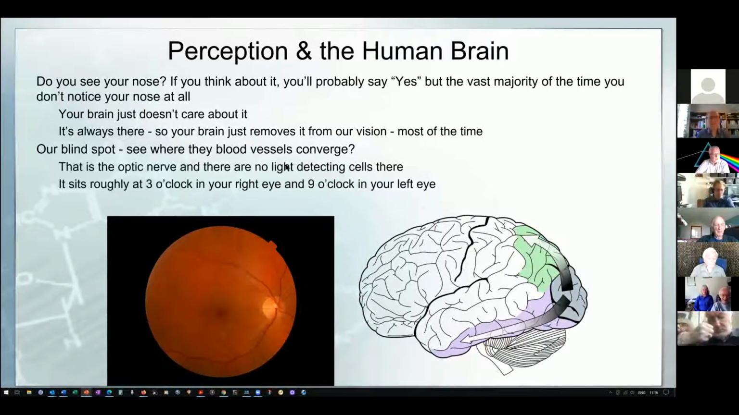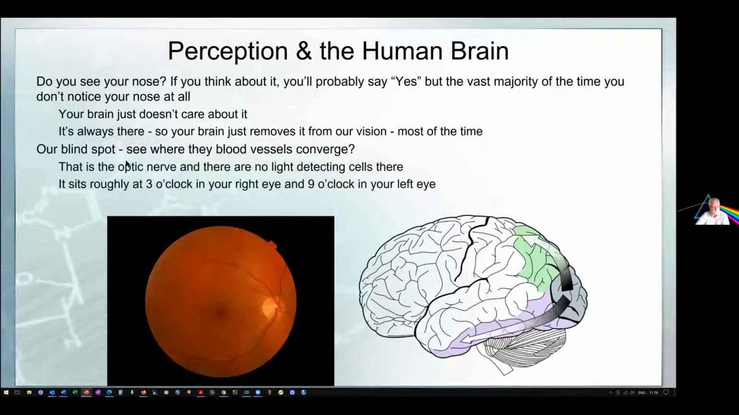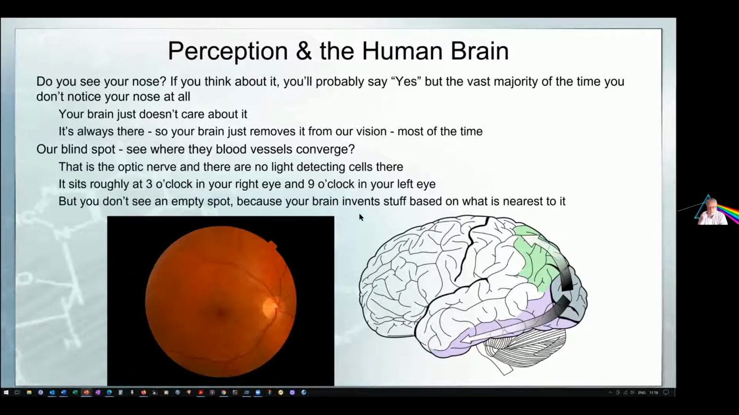Okay, so there are no light sensitive cells in that region, and it's about 3 o'clock in your right eye and 9 o'clock in your left eye. And again, you don't see an empty spot in your vision because your brain literally invents stuff based on what's nearest to it.